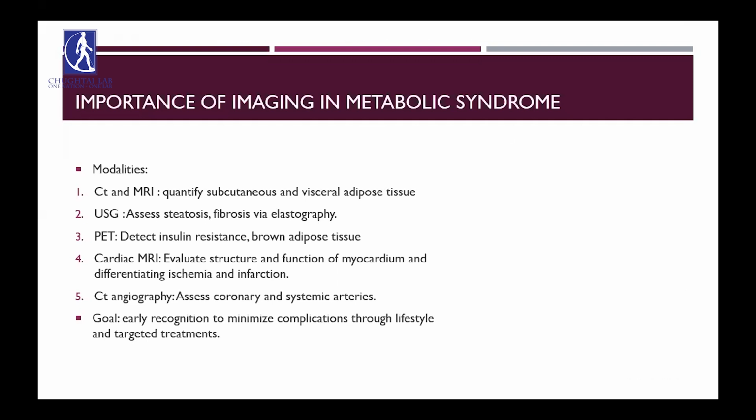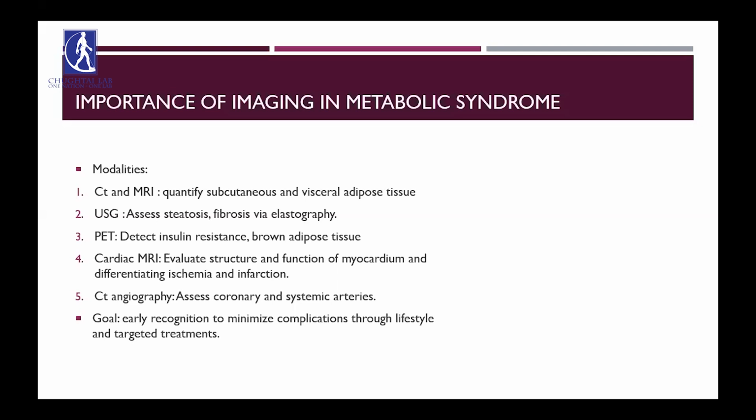It provides various modalities that include CT and MRI, which help in quantification of subcutaneous and visceral adipose tissue; ultrasonography, which helps in assessing steatosis and fibrosis via elastography; nuclear studies that include PET and SPECT scans that help in detecting insulin resistance and brown adipose tissue; cardiac MRI that helps in evaluating structure and function of myocardium and helps in differentiating non-viability from ischemia. Then we have CT angiography, which helps in assessing coronary and systemic arteries.